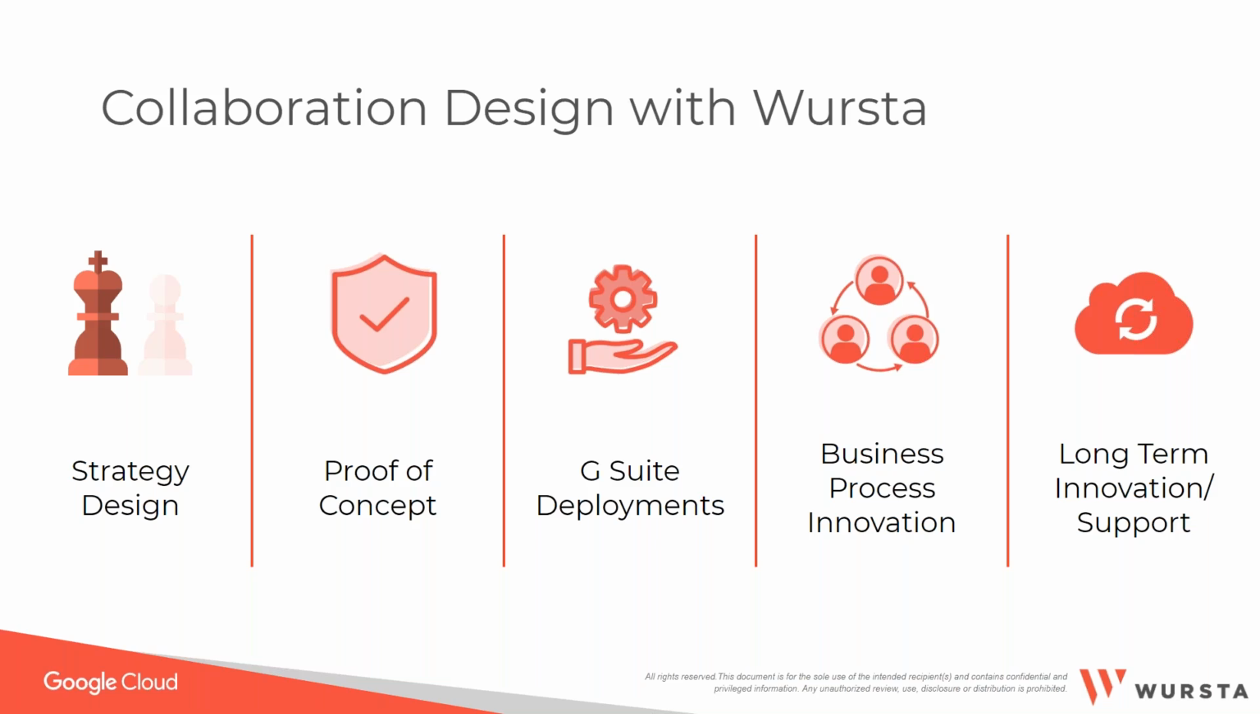Is there a better way to do it? What are your pain points and headaches that you just can't seem to solve that are slowing down the overall organization? So what we do here at Worsta is we look at what you do, which obviously we hope that we can improve. We can come up with proof of concepts. Sometimes it might just be, well, we know what we want to do. How do we do it?